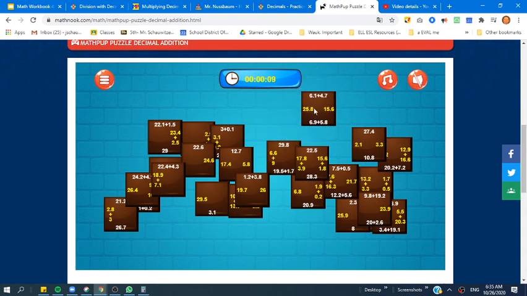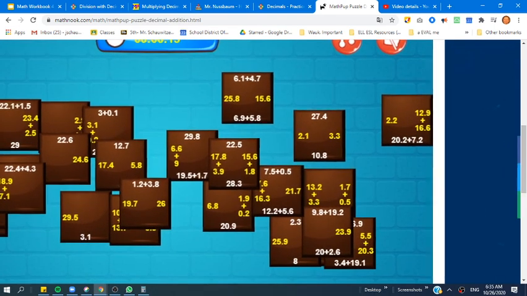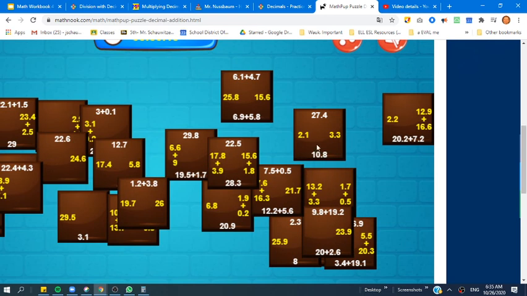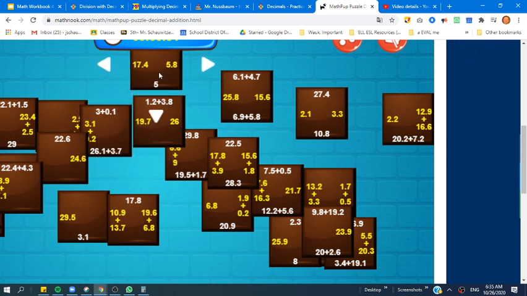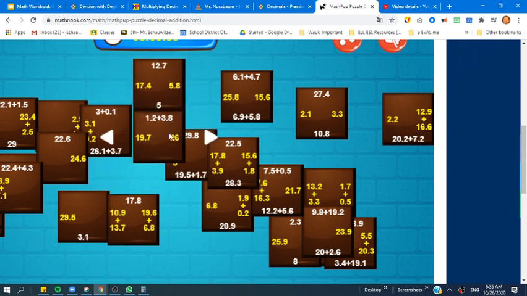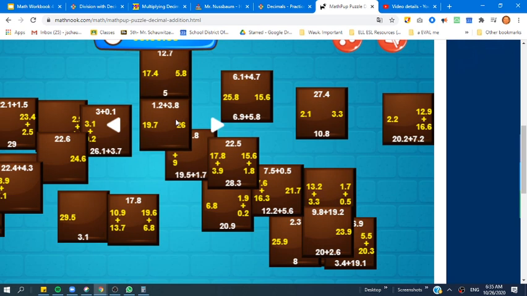So if you have a problem, you have to try to find the answer to that problem. Let me make this a little bit bigger. Here we go. This is difficult. Try to find the answer to 1.2 plus 3.8. I know that 8/10 plus 2/10 is equal to 1 whole. So 1 plus 3 plus 1 is 5. So we're going to find 5 as our whole number. Look at that. We found a match. So then these go together.